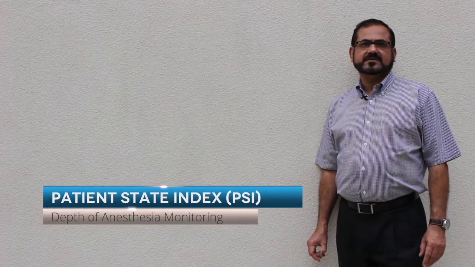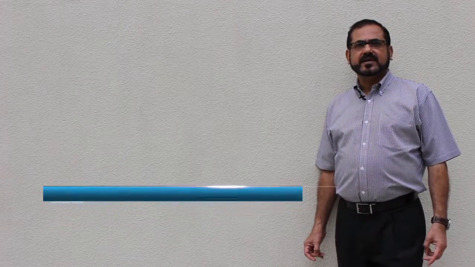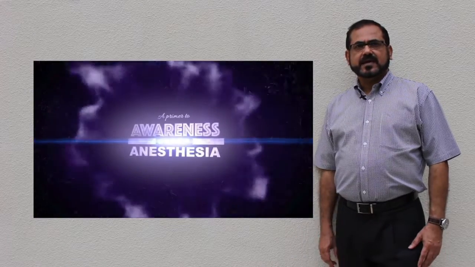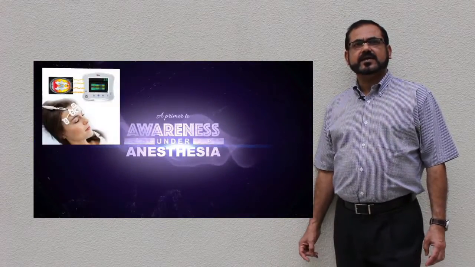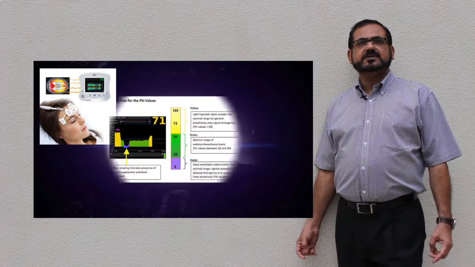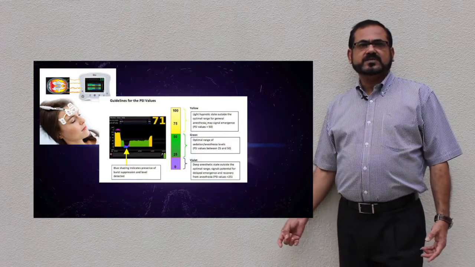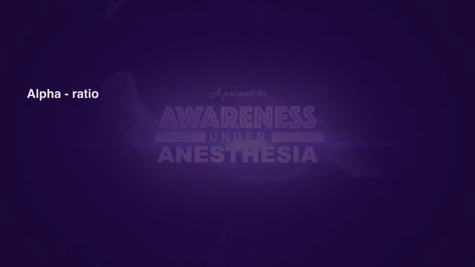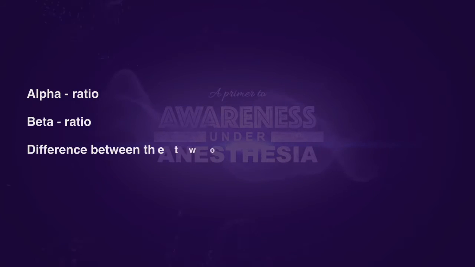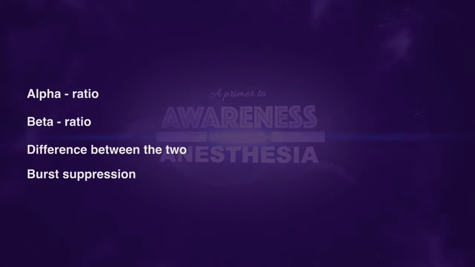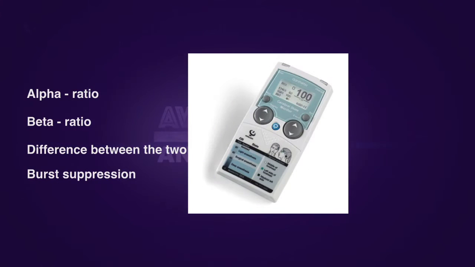Patient state index, PSI, uses 4-channel EEG. It includes changes in power spectrum in various EEG frequency bands, hemispheric symmetry, and synchronization between brain regions and the inhibition of regions of the frontal cortex. PSI ranges from 0, which is asleep, to 100, which is awake. Cerebral state index, CSI, is a weighted sum of alpha ratio, beta ratio, the difference between the two, and burst suppression. It correlates with the degree of sedation by an adaptive neurophysiology inference system.